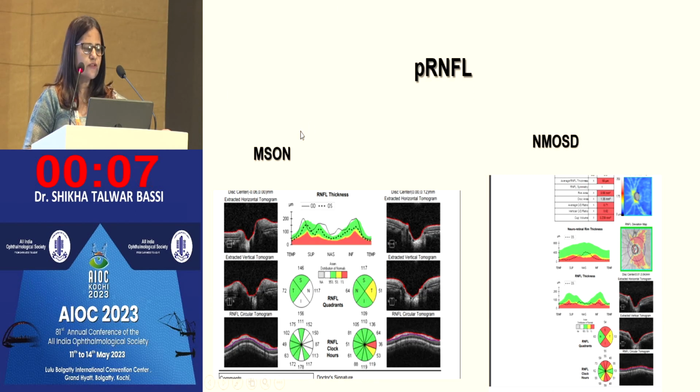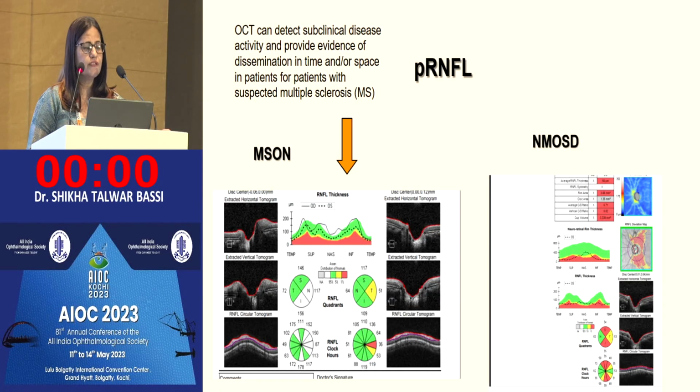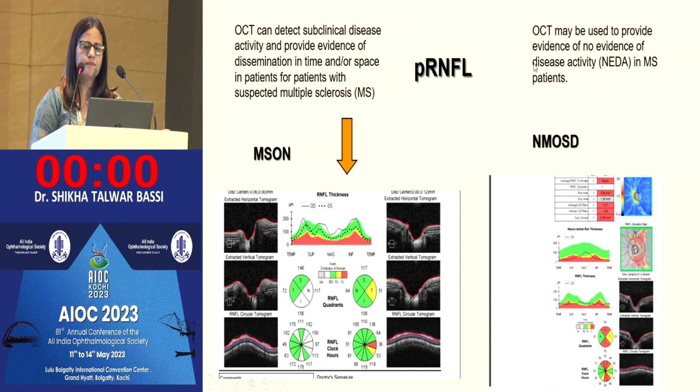So in MS optic neuritis, in the acute case, in the right eye you can see there is some amount of RNFL thickening, and in the other eye you can pick up the thinning, which is maybe because of a past attack. So it can be taken as a tool that can provide evidence of dissemination in time, and similarly can provide evidence of no evidence of disease activity. I think with that I'll stop.